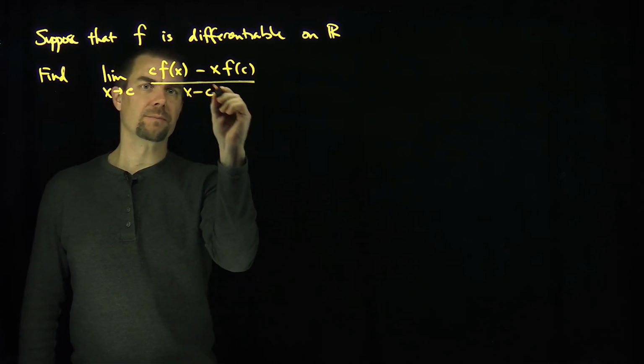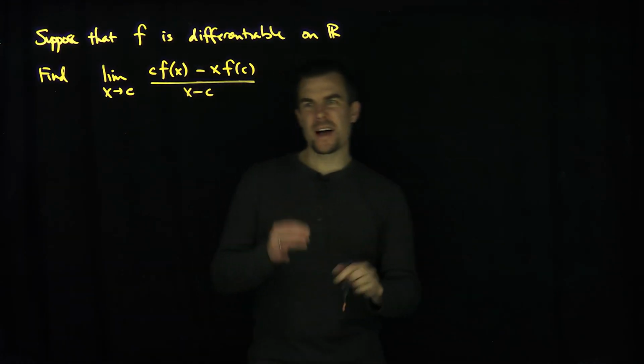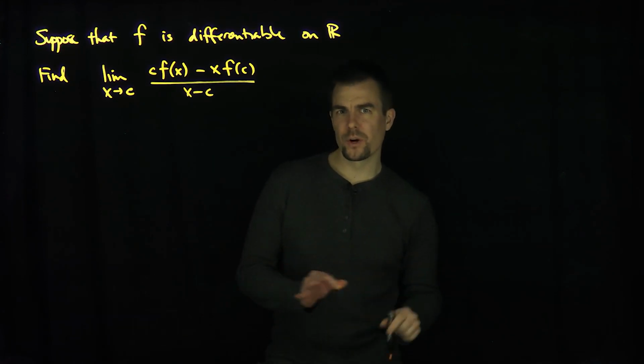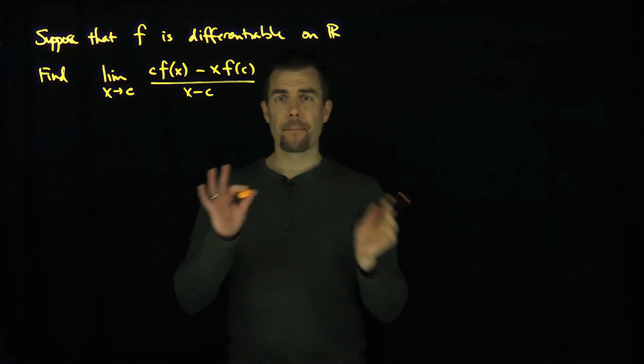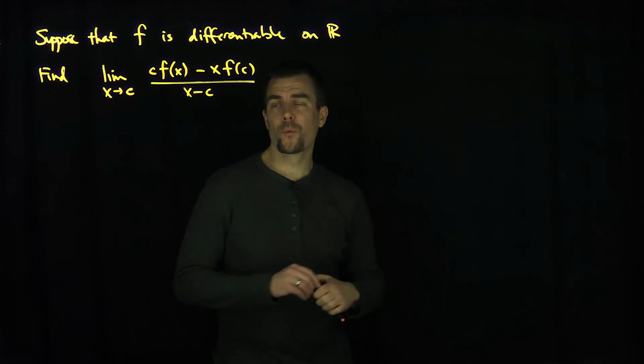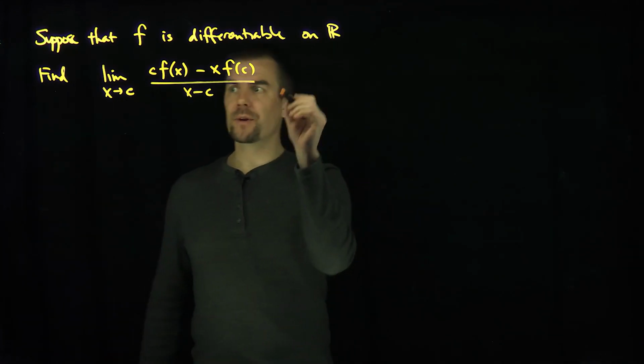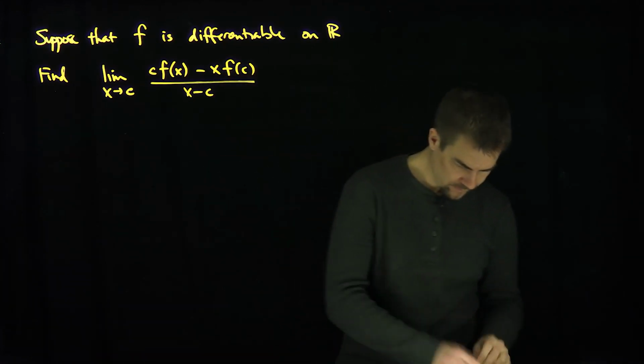divided by x minus c. So this is not exactly the difference quotient. It looks similar to it. We can put it into the difference quotient form by doing an algebraic manipulation. What I'm going to do is add and subtract something in the numerator. So what we're going to do is the following.